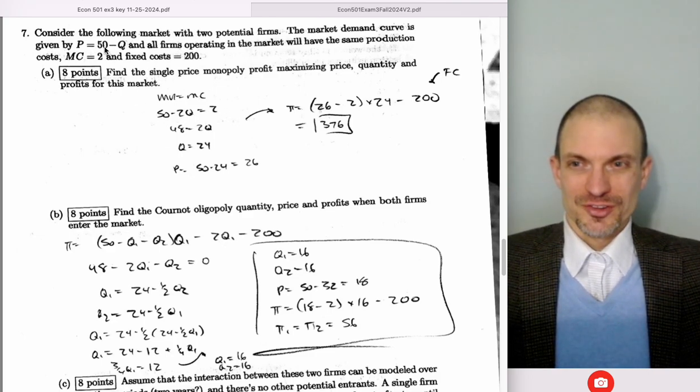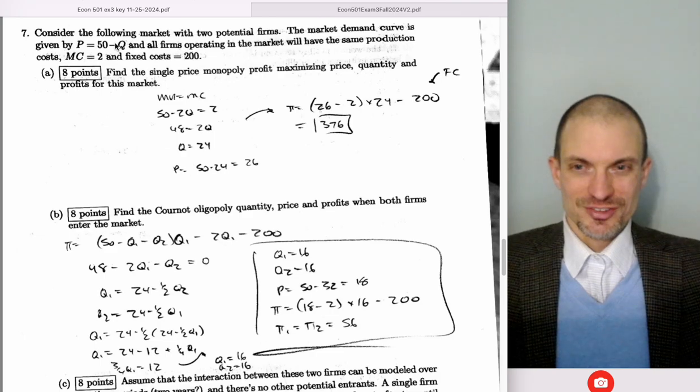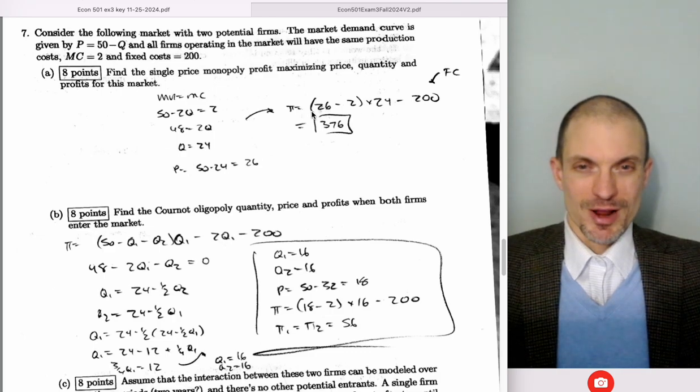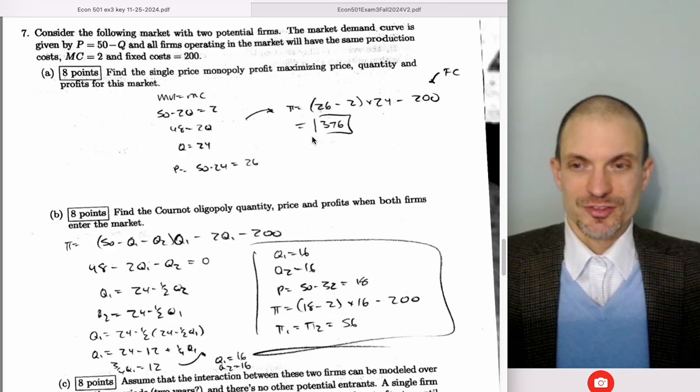The shortcut is to say, oh, this is a linear demand curve, so I know marginal revenue is going to have the same vertical intercept and twice the slope, basically for the calculus reason I just stated. So I could skip here and put marginal revenue equals marginal cost. In fact, that's what I did. Then solving, we'll get 48 is equal to 2Q, or Q is equal to 24. The associated price is 26, so my profits are going to be 24 squared minus 200, which is 376.